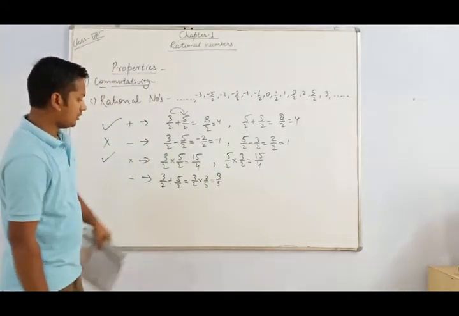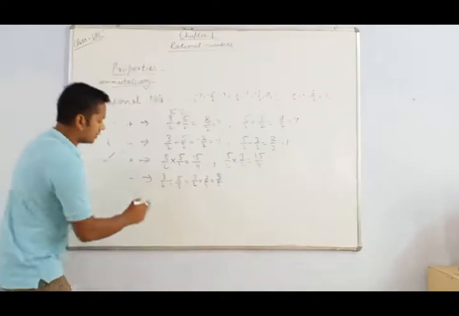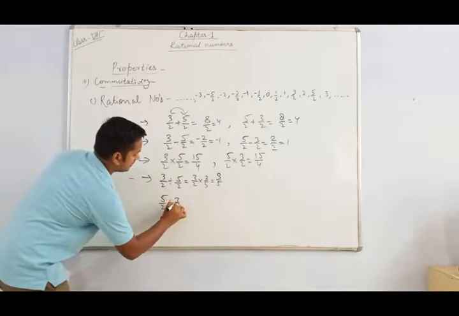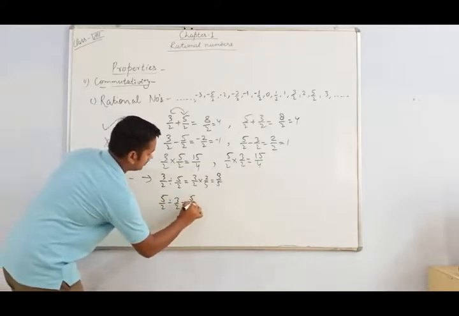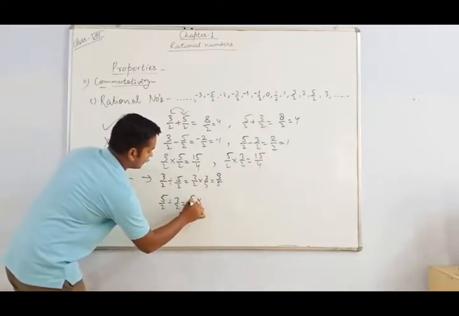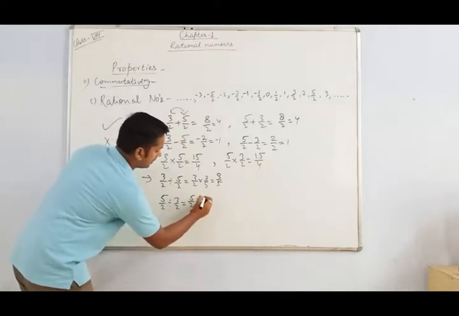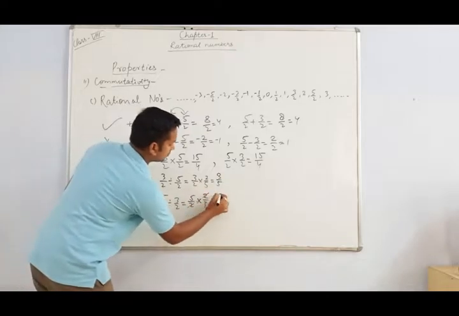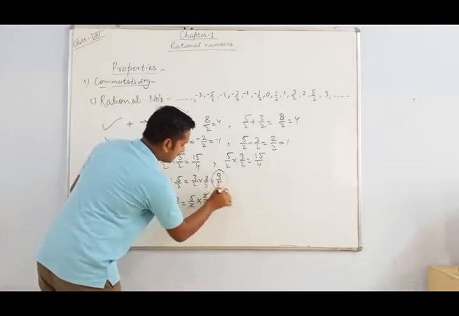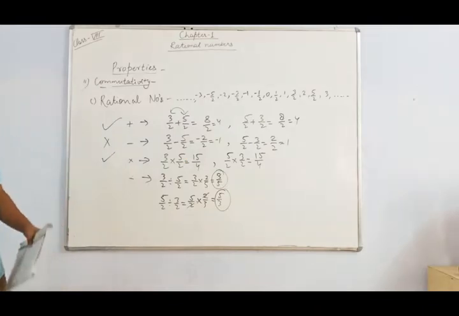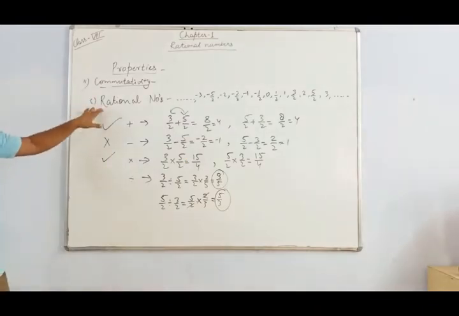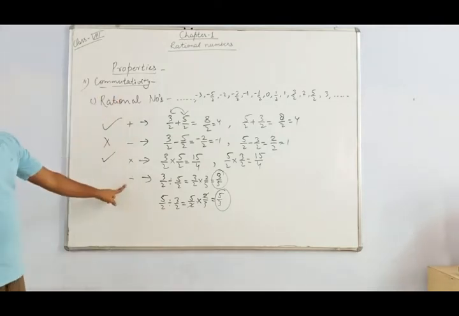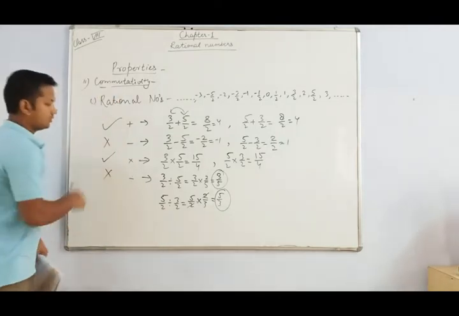Let's check whether it commutes or not. So we will interchange the places. So 5 by 2 divided by 3 by 2. So what will happen? The division sign will become multiplication and this will be reciprocated. So it will become 2 by 3. The 2 and 2 will cancel out, so you will get 5 by 3. Are these two numbers equal? Not obviously. So we can say that rational numbers do not hold the commutative property under the operation of division. Okay, students?